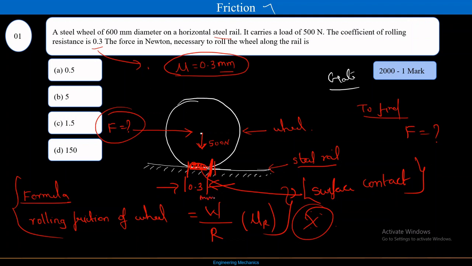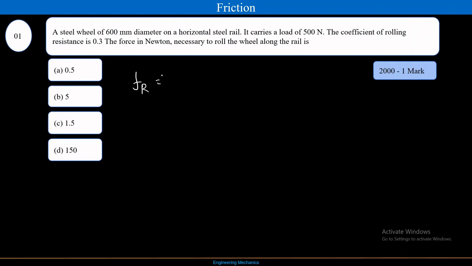The 0.3 mm is my coefficient of rolling resistance. So I know my 0.3, I know my weight, and I know my radius. If I know these three, I can easily calculate my force in Newton, the friction force. Rolling friction of the wheel is nothing but W by R into the coefficient of rolling resistance, that is mu R.